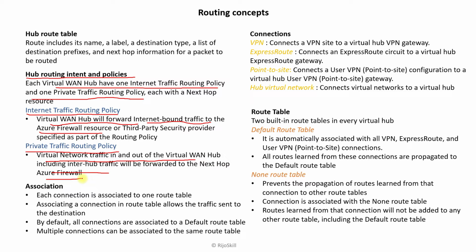So what is the internal traffic? For example, you need to connect from one internal virtual machine to another virtual machine. The traffic will not pass directly; it will go to the next hop address, the Azure Firewall. Then the traffic will pass to your next virtual machine. So there are two policies, one for the internet traffic routing policy and one for the private traffic routing policy.